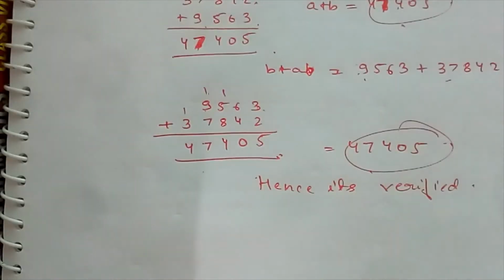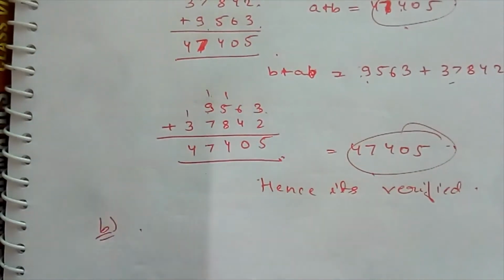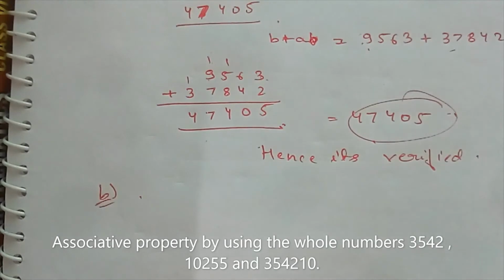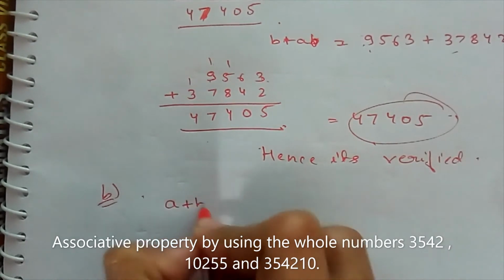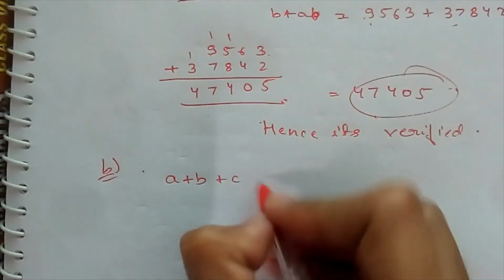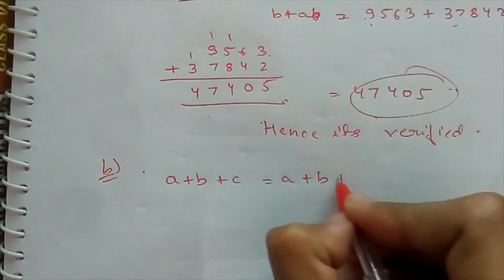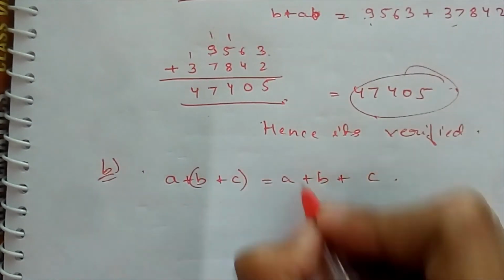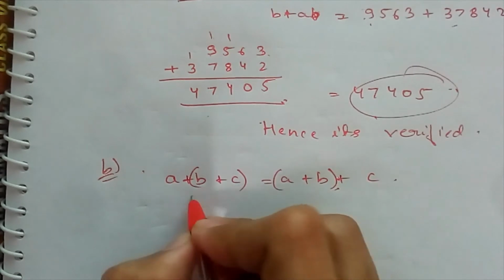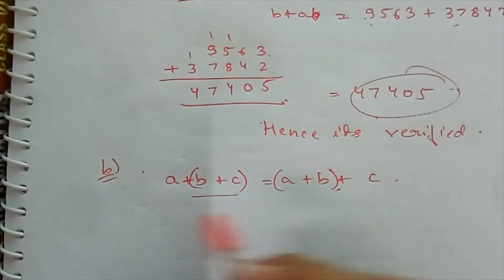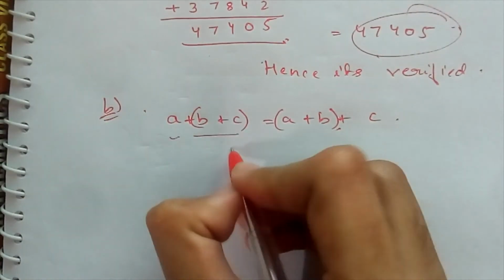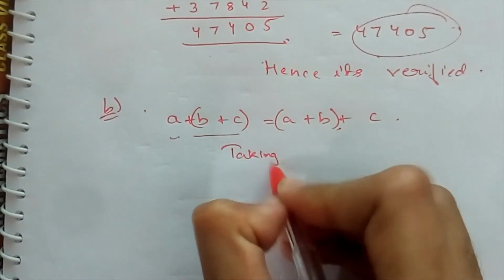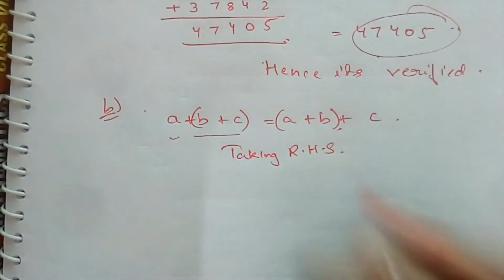Now let's quickly move to the second part of this question, that is B part. So here we have to prove the associative property by using the whole numbers. The associative property is A plus B plus C in brackets is equal to A plus B in brackets plus C. So first we will solve the brackets and then add. Okay, so first solve the right hand side, RHS.